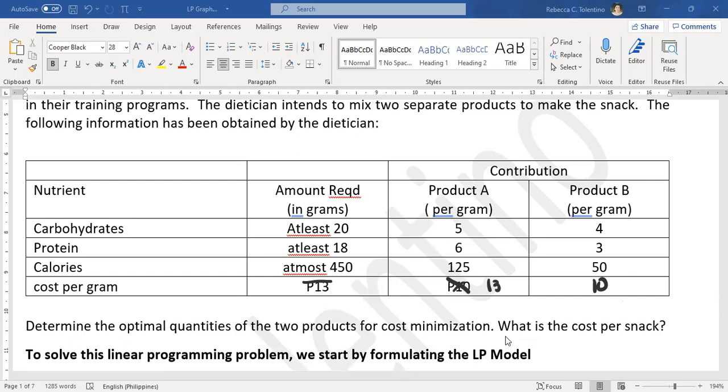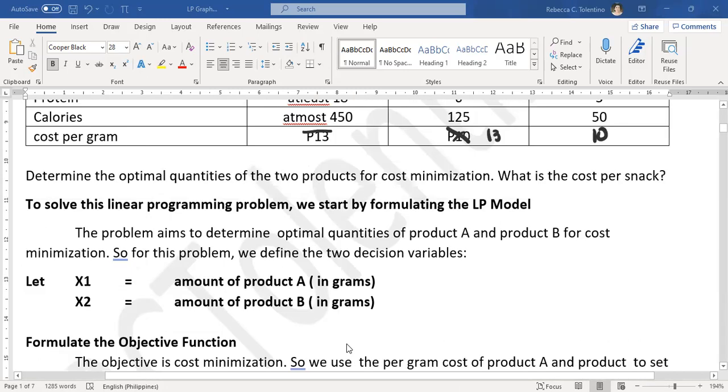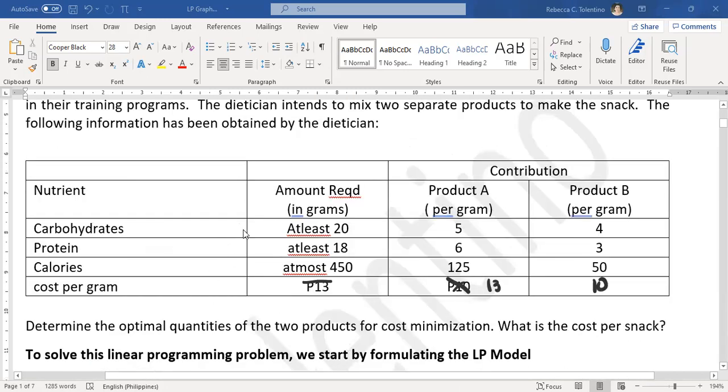As you can see, the problem is what is the cost per snack, and the objective is to determine the optimal quantities of the two products for cost minimization. So the objective is to minimize cost. That's why in our objective function, we look at the row pertaining to cost. We have 13 per unit of product A and 10 per gram of product B. So the objective function would be to minimize C, pertaining to cost, which is equal to 13x of 1 plus 10x of 2.